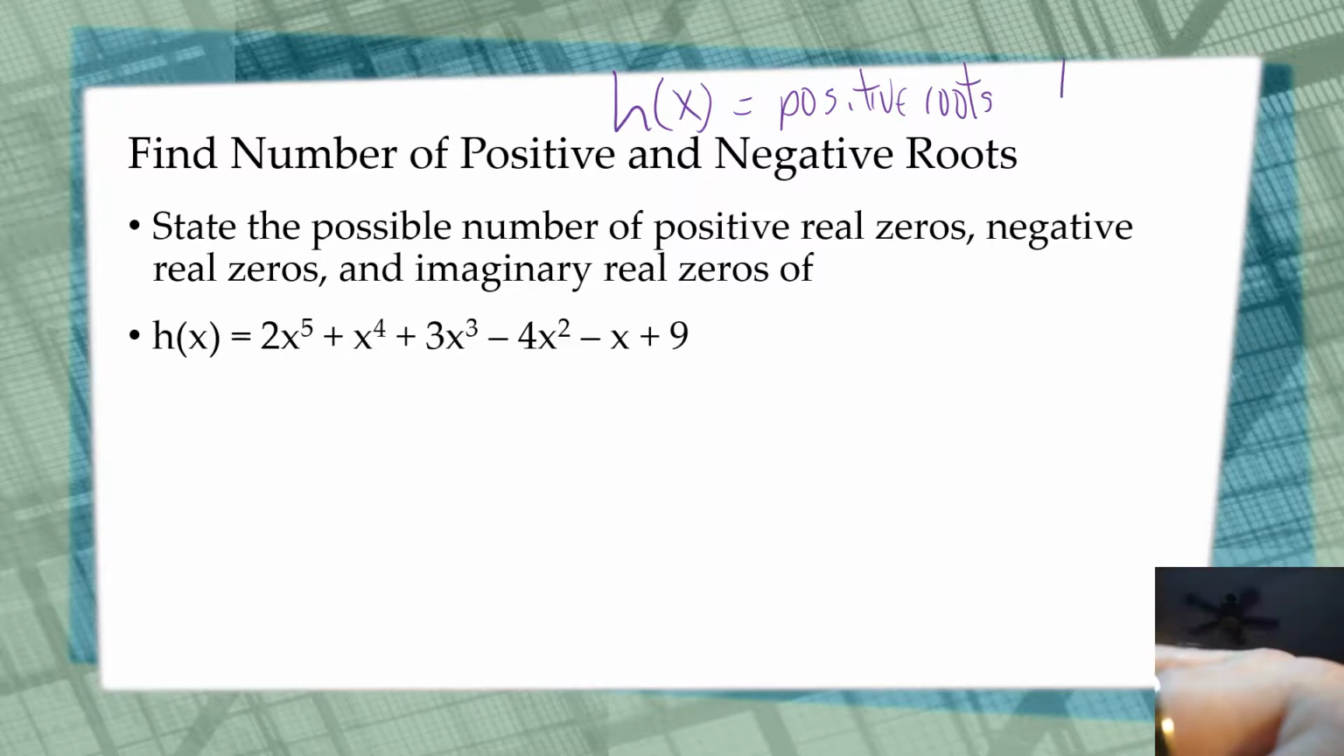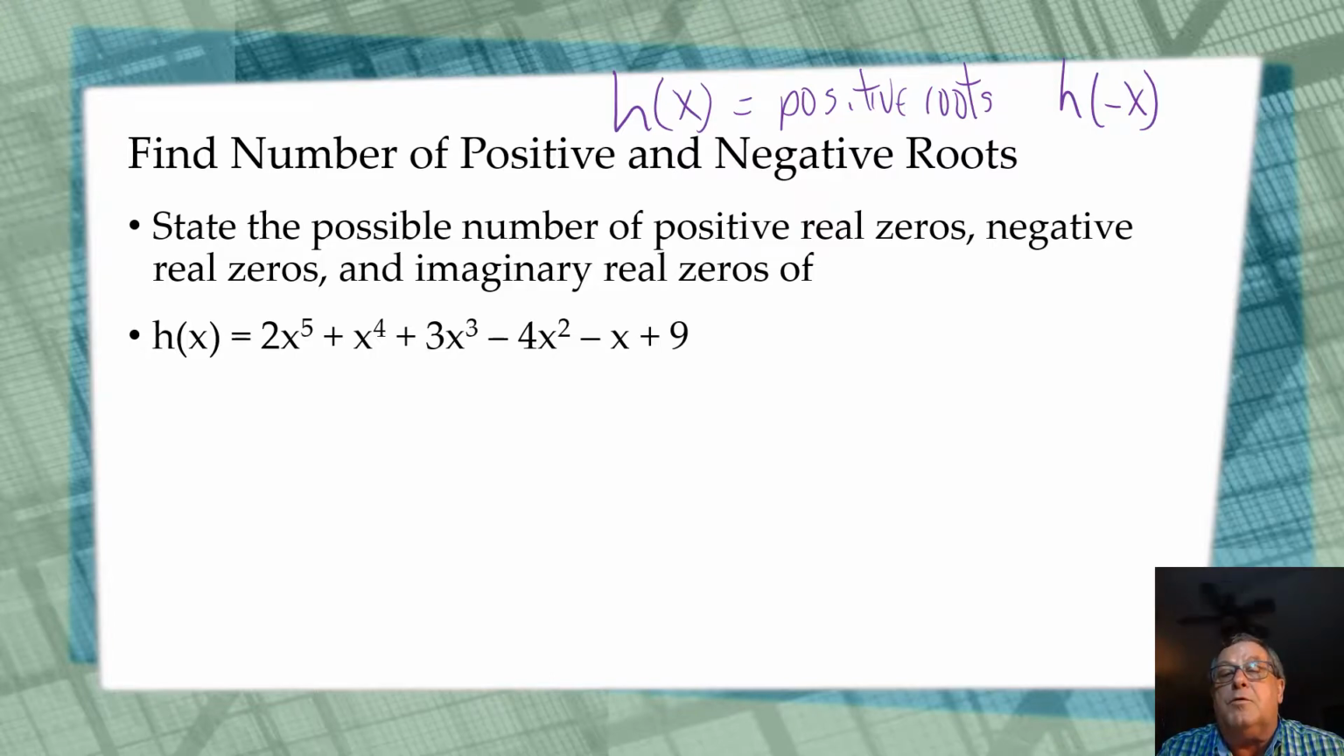And then for the negative roots, we can take h of negative x. And then we, again, count the sign changes, and this would tell us how many negative roots we could have, less 2 as long as that number stays greater than or equal to 0. The reason why it's less 2 is because if I have any imaginary roots, they must come in pairs. So I can't have just one imaginary root or complex root.